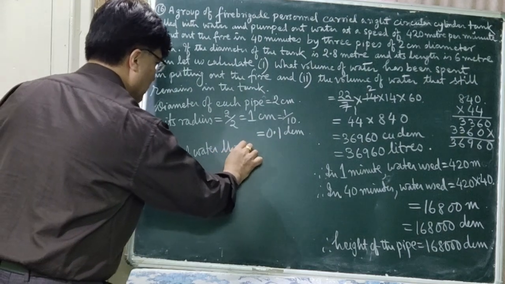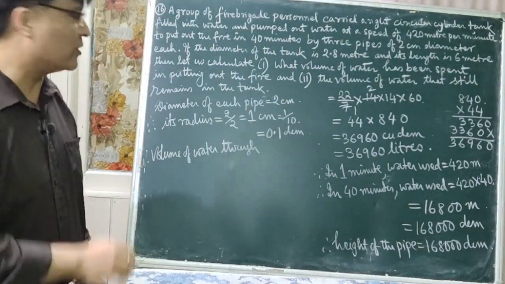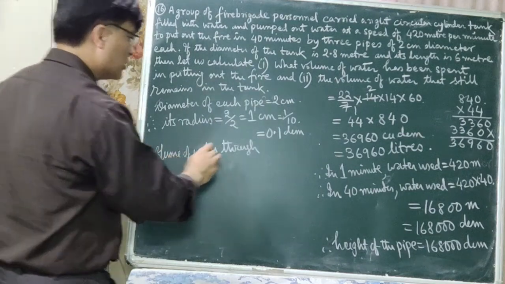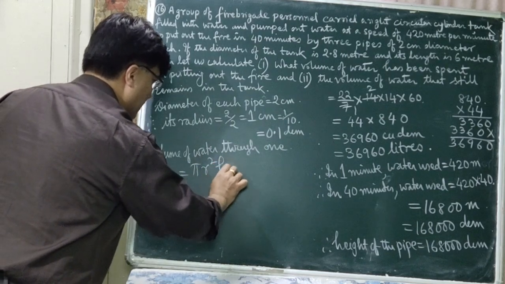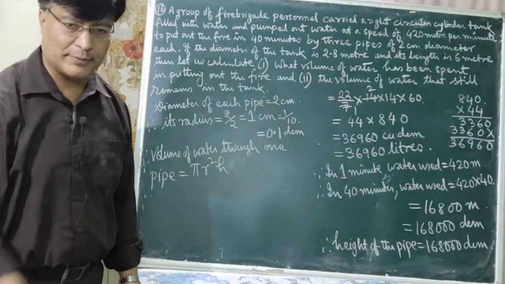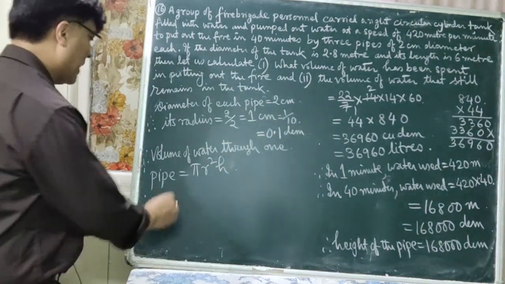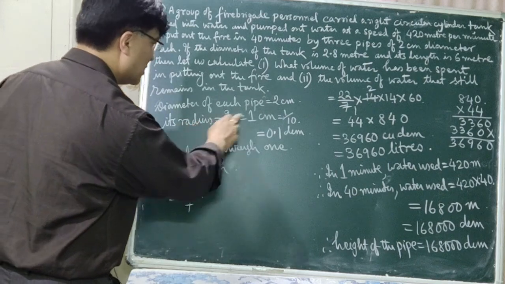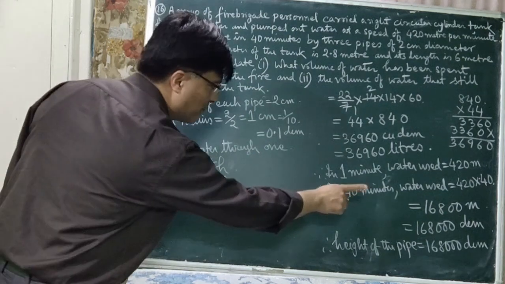Now, volume of water through one pipe. How much water does one pipe pump out, how many cubic decimeters? We have to find that. So volume of water through one pipe is equal to, what is the formula? Pi r square h. Here h is the height of the pipe, 168000 decimeter, r is the radius, and pi is 22 by 7. What is the radius of the pipe? 0.1, whole square, into what is the height? Height of the pipe? This much.